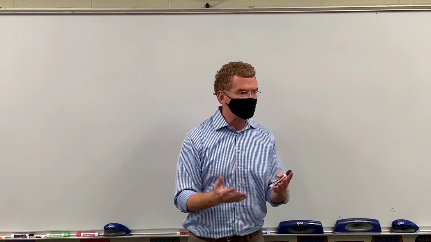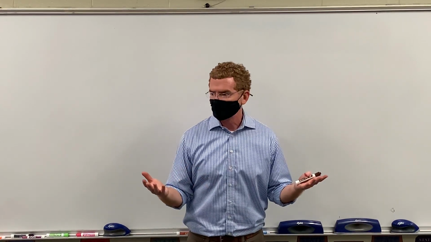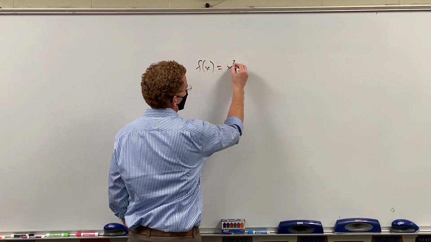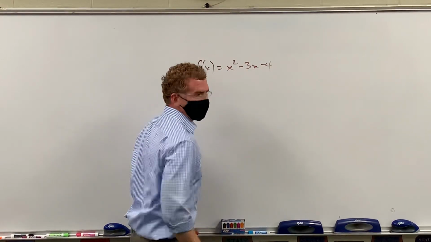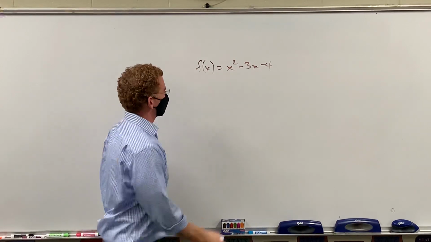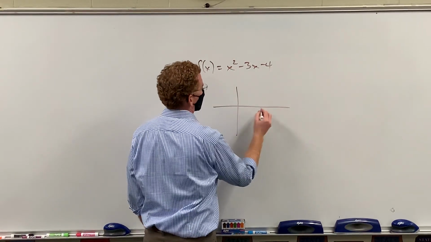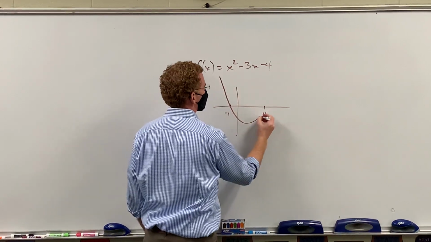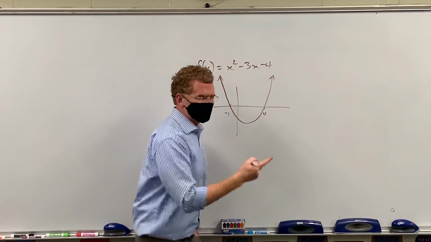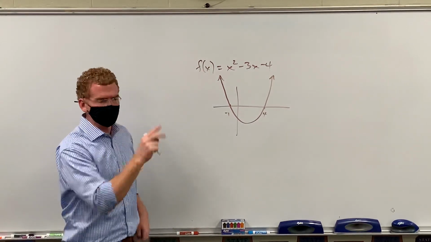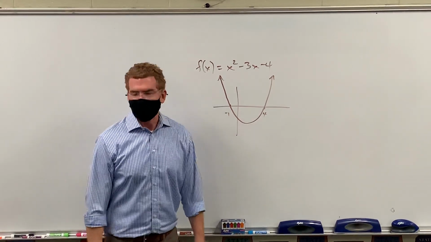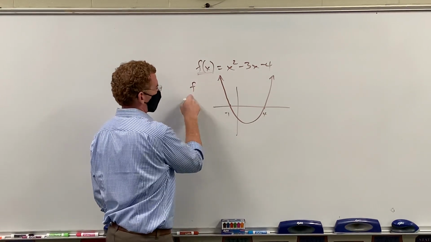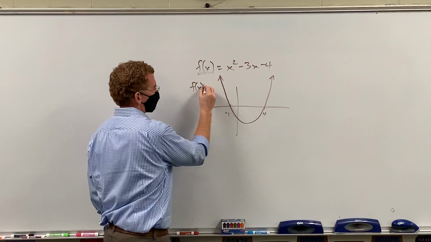Now, if I say a function has positive values, think about this. If I were to give you some random function, and you were to graph it, it looks something like this. I only know that because I factored it and found the intercepts and whatever. Say it looks something like this. Where would the function be positive? Where would the y values be positive?